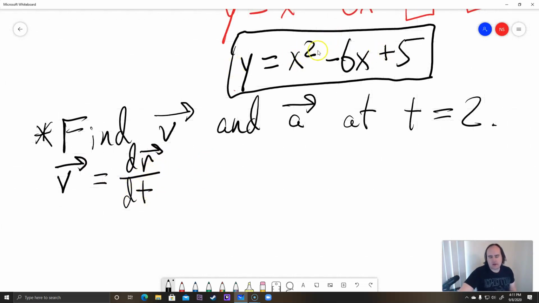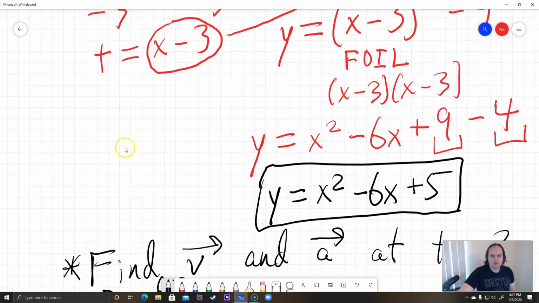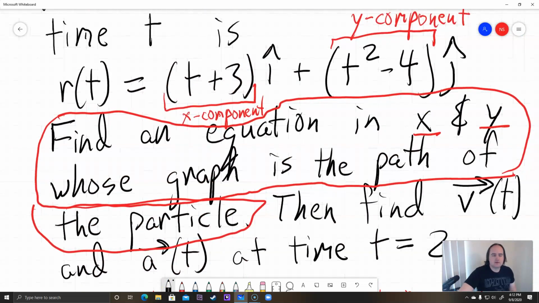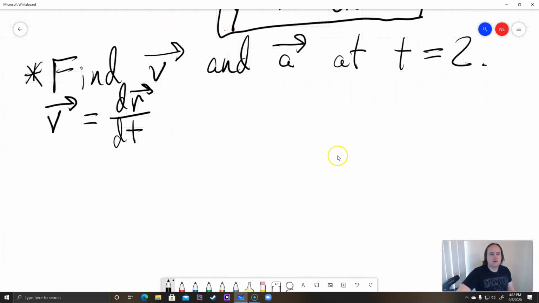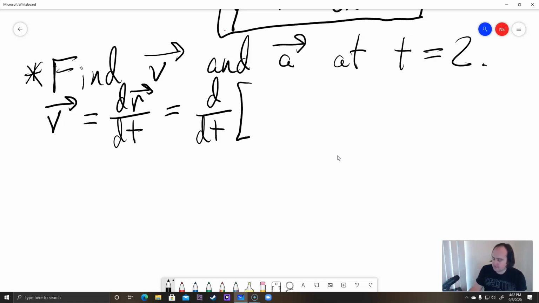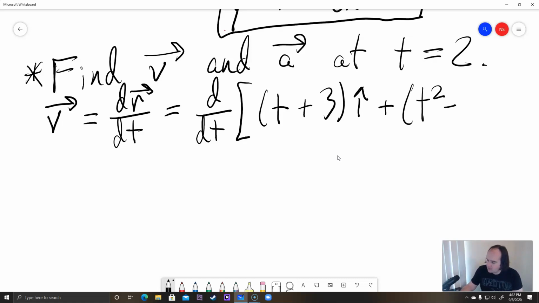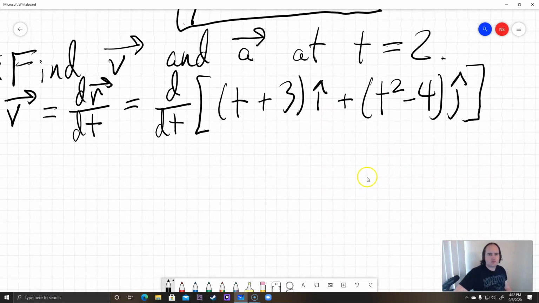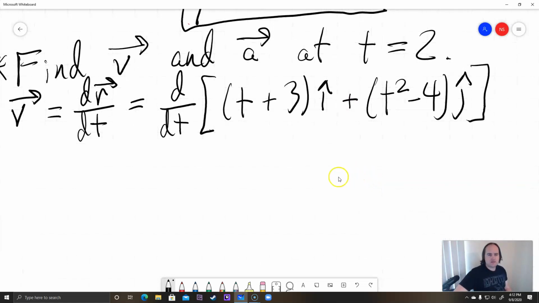So even though they had us get this equation in x and y, we're going to be going back to our vector function. So our original vector function v, sorry, I keep saying v, I meant to say r. Our original vector function r of t is up here. So r of t equals t plus 3 times i plus t squared minus 4 times j. So we're going to be taking d dt, or the derivative, of r of t, which we said was t plus 3 times i plus t squared minus 4 times j.